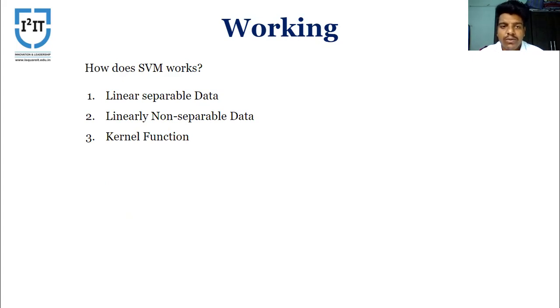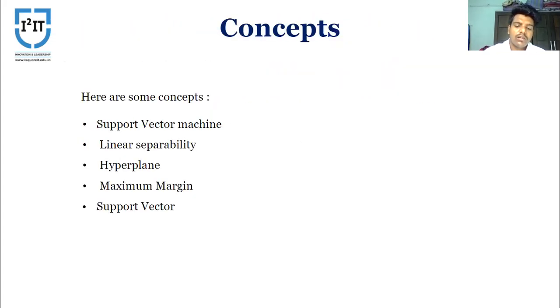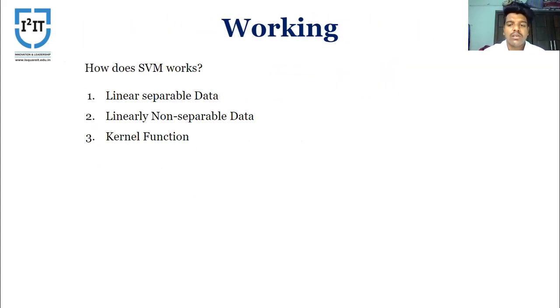When you have data which can be separated in two dimensions equally, that is known as linearly separable data. When you cannot separate the data in two dimensions or different dimensions, it is mixed. That is the linearly non-separable data. In that case, we will be using the kernel function.